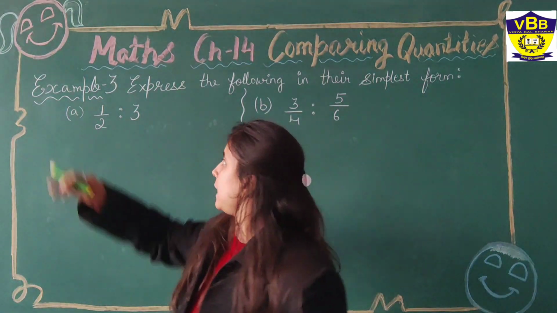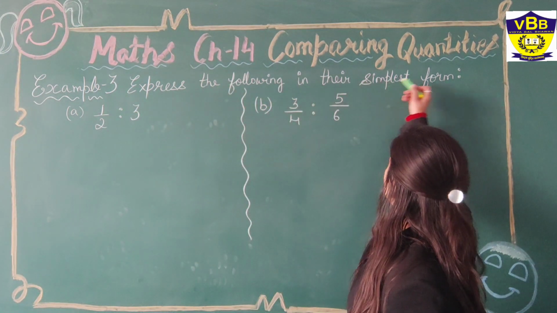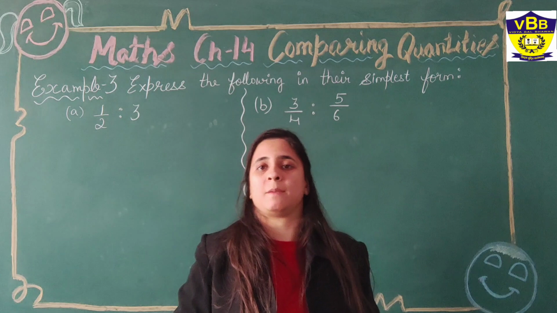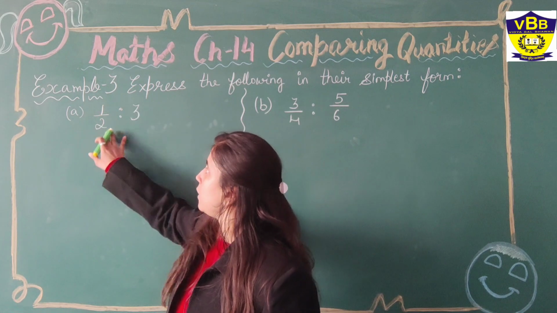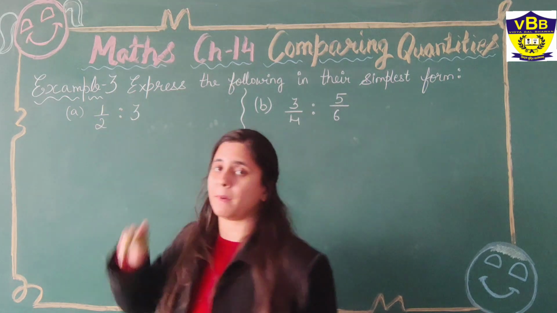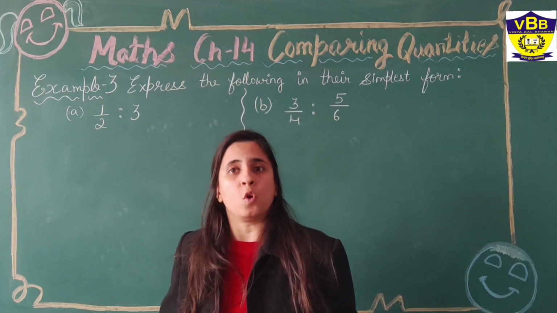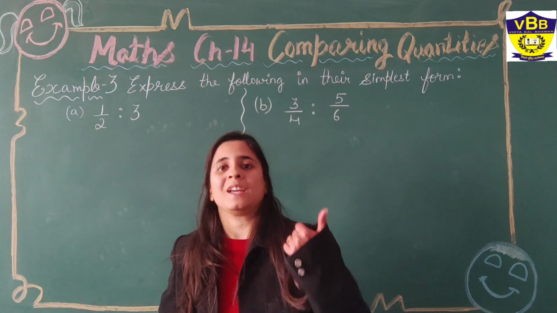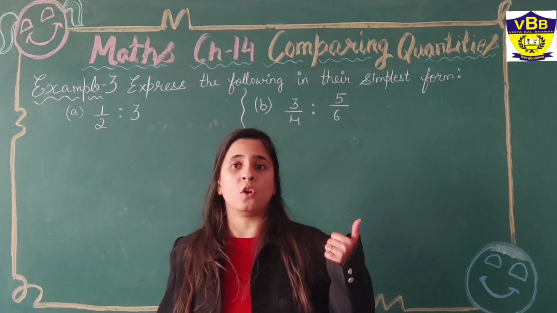Now let us see our next example. Example number 3. It is saying express the following in their simplest form. The ratios are given to us and we have to express them in the simplest form. Part A is 1 by 2 is to 3. You can see here 1 by 2 is given in the fractional form, whereas 3 is given in the whole number. You cannot compare a fraction and a whole number. We can only write in the form of ratios when the given digits are whole numbers.